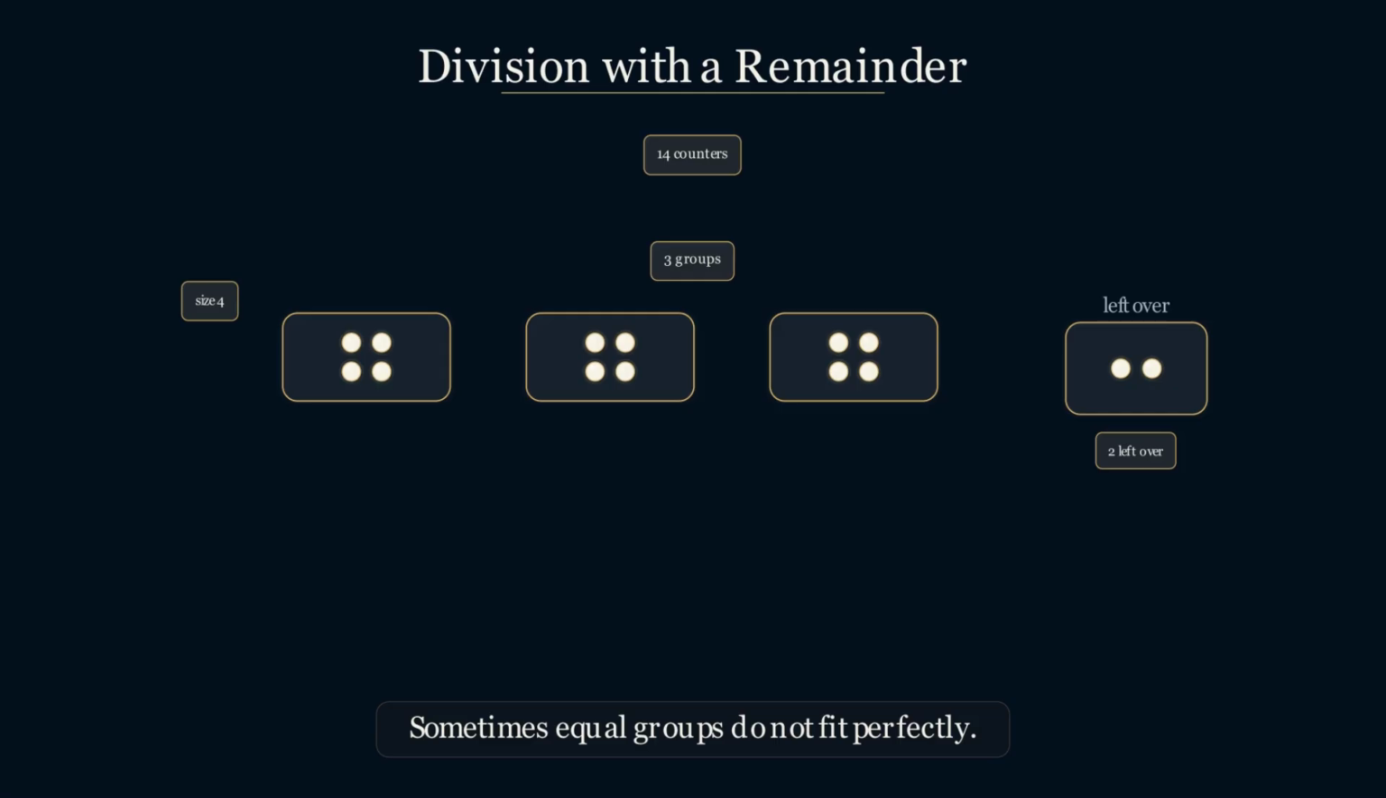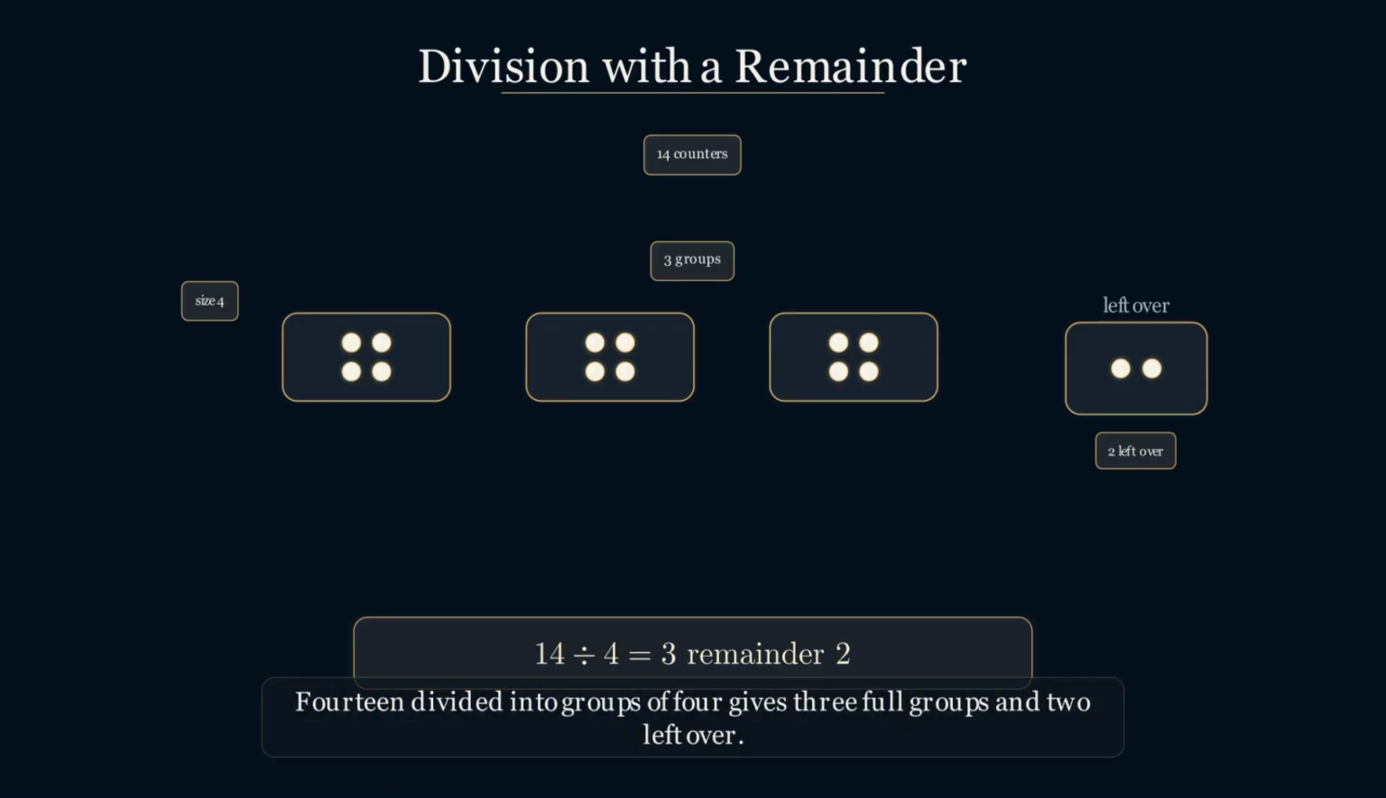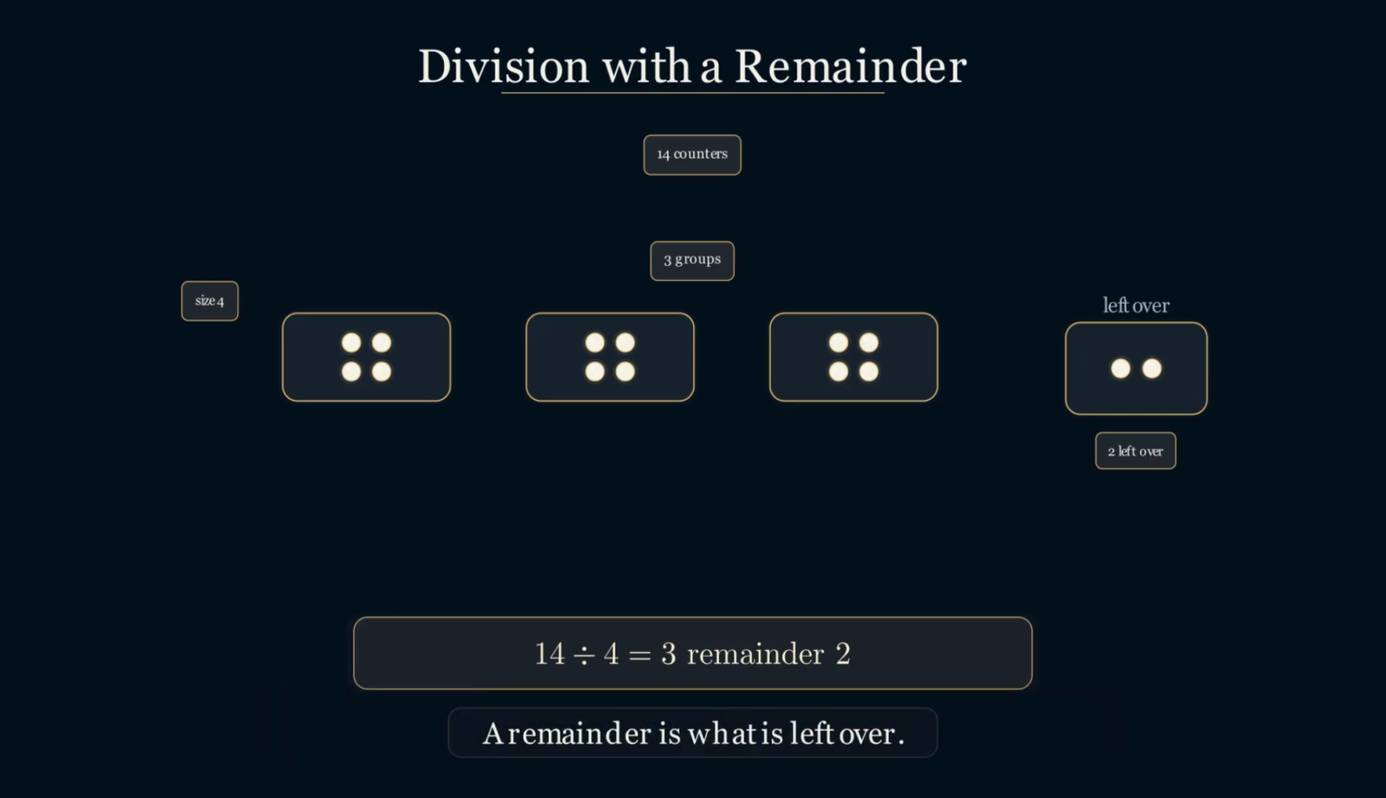Those 2 counters are not a mistake. They are the remainder. So 14 divided by 4 equals 3 remainder 2. That means 3 full groups of 4 with 2 left over. A remainder is what is left when equal groups no longer fit.